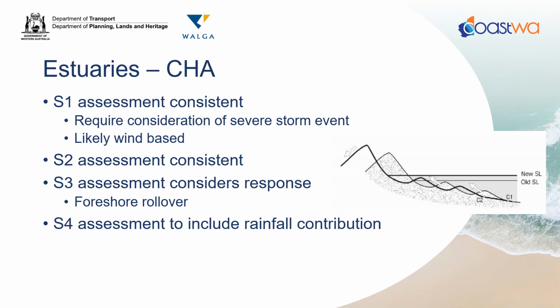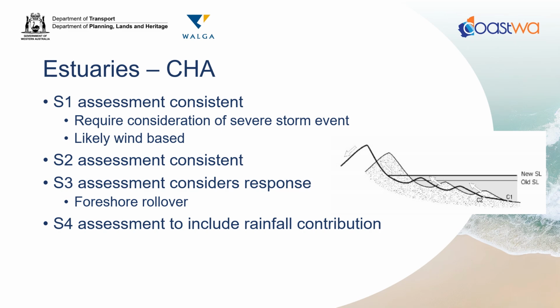In completing a coastal hazard assessment for an estuary, the S1 assessment component is generally consistent with SPP 2.6 standard methodology in that it requires consideration of a severe storm event. However, that storm event is likely to be wind-based. So the design storm will be different to what you see on an open coast, but it's still a 100-year storm erosion event. The S2 assessment would also be consistent, so you'd assess changes to shoreline movement over a period of time, project that forward over the planning periods.